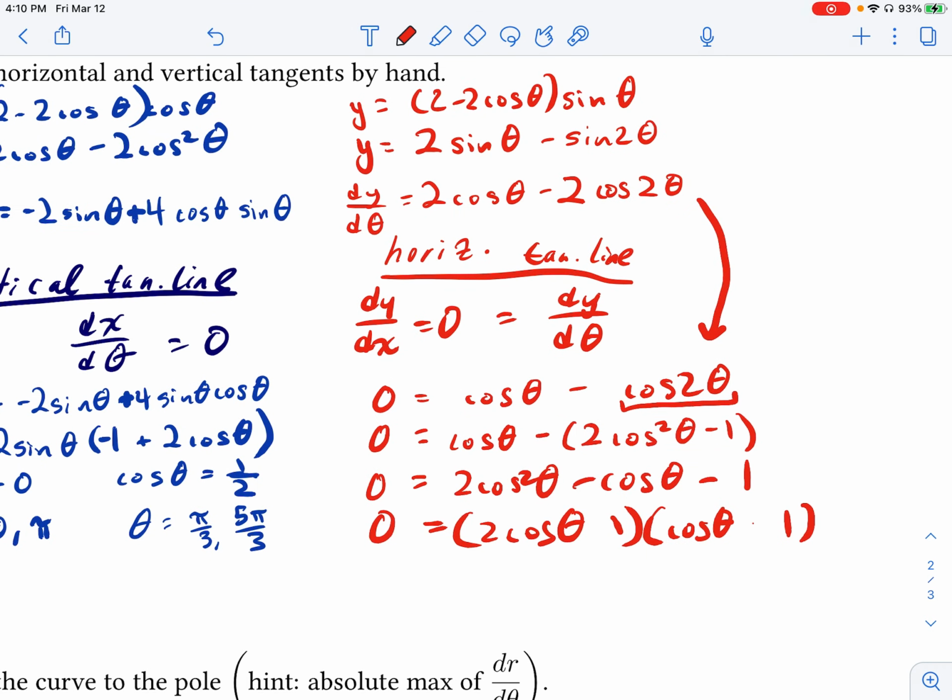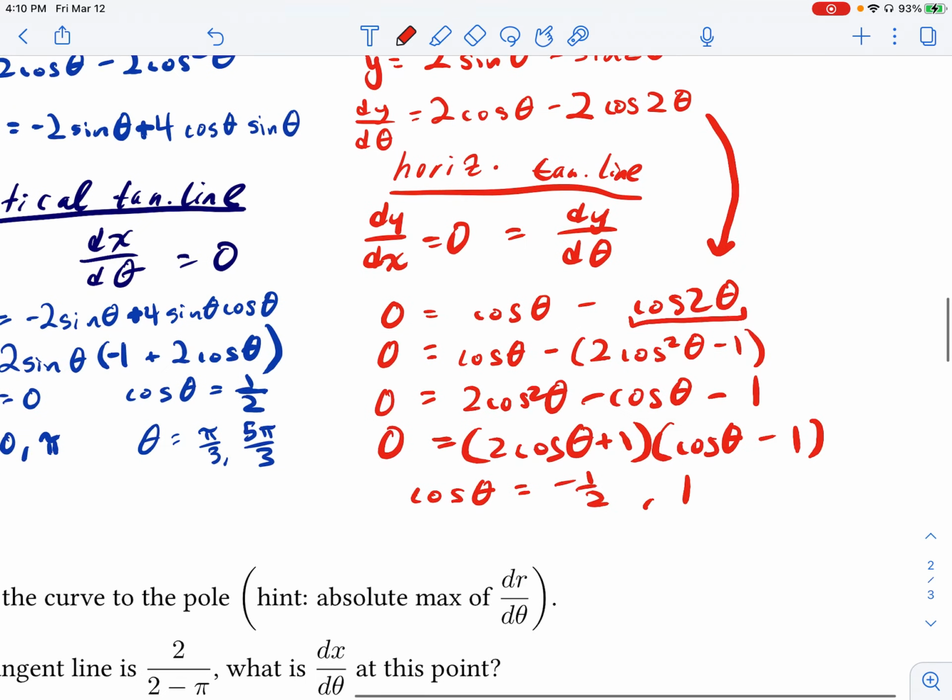Well, this would have to be negative, and this is positive. So now we can say cosine of theta is equal to negative 1/2 and 1. So where are the angles where that occurs? Cosine of theta is going to be equal to negative 1/2 when theta is equal to 2 pi over 3 and 4 pi over 3. And then cosine of theta is equal to positive 1 when theta is equal to 0.